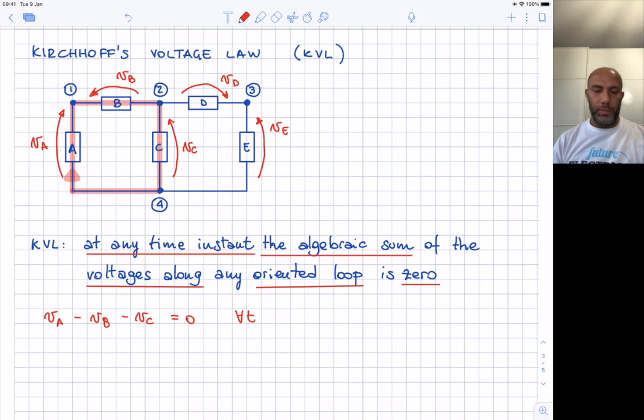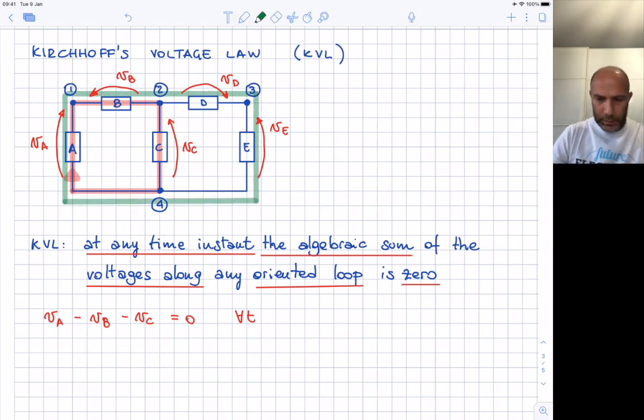We may select, for example, another loop. Let's take, for example, the outermost loop, so the one made by A, B, D, and E. And just to change the orientation in this case, we can use the counterclockwise orientation. Now, let's start again from node 4 and let's move according to the orientation of the path.